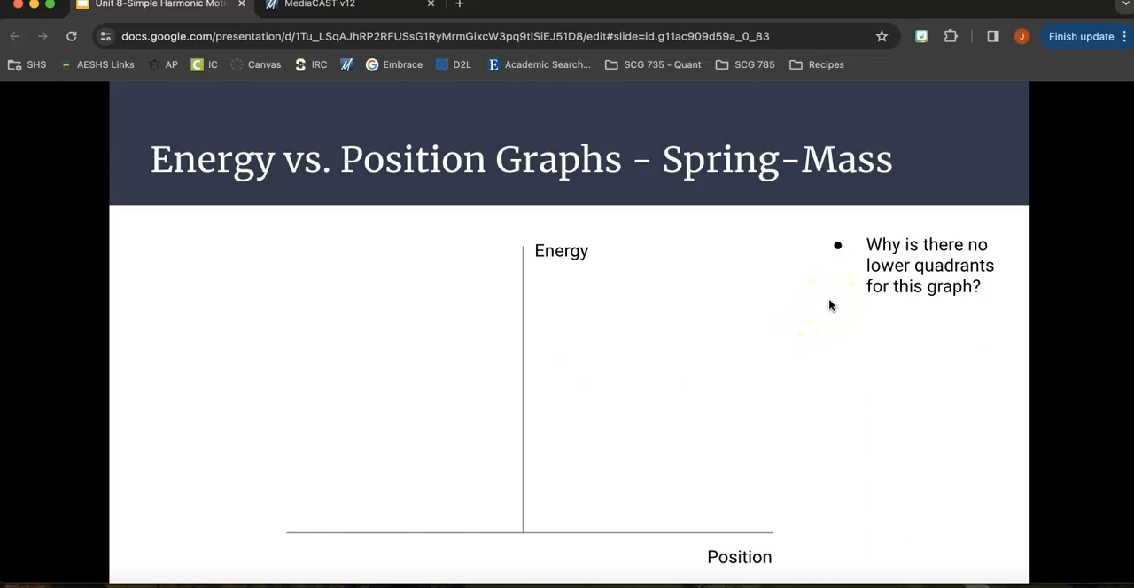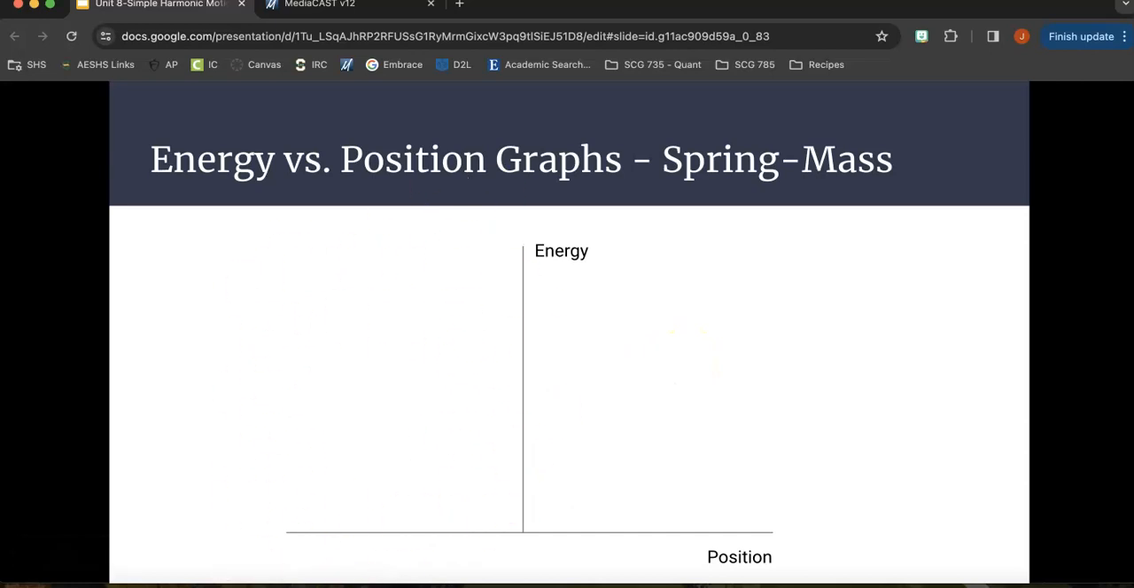I hope you're thinking, because energy can't be negative. Energy is a scalar quantity. Energy doesn't care what direction things are. It's always positive because it's a scalar. It doesn't have direction. The only energy that can be negative is gravitational potential energy.